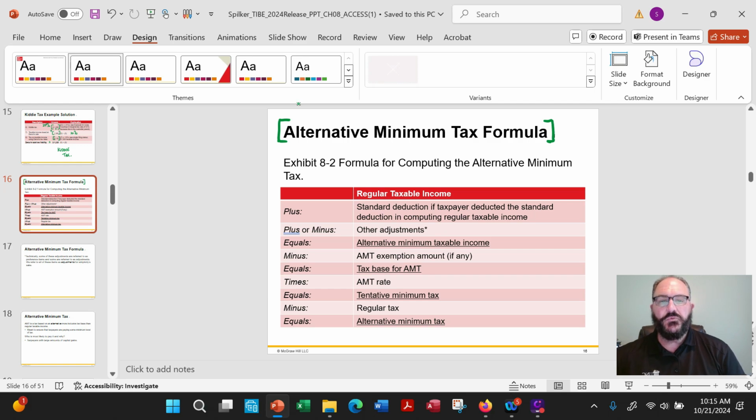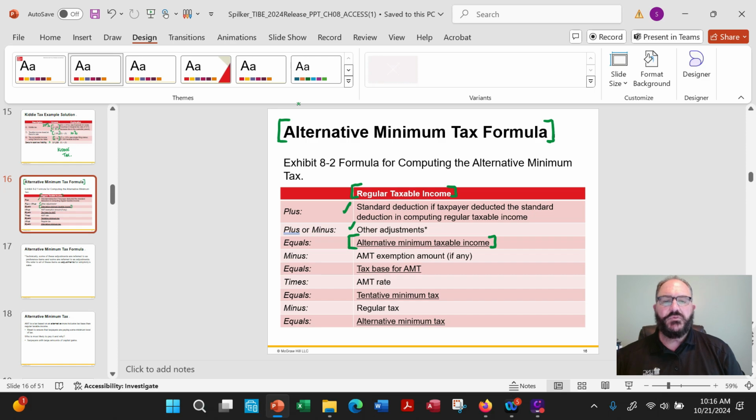So you take the regular taxable income, right? Then it says plus the standard deduction if the taxpayer deducted the standard deduction in computing regular taxable income. So if they did, you have to add that back. Then there's other adjustments, and that's kind of a long list. It's not really something for this class. It's a more advanced situation. But that gives you what's called alternative minimum taxable income.